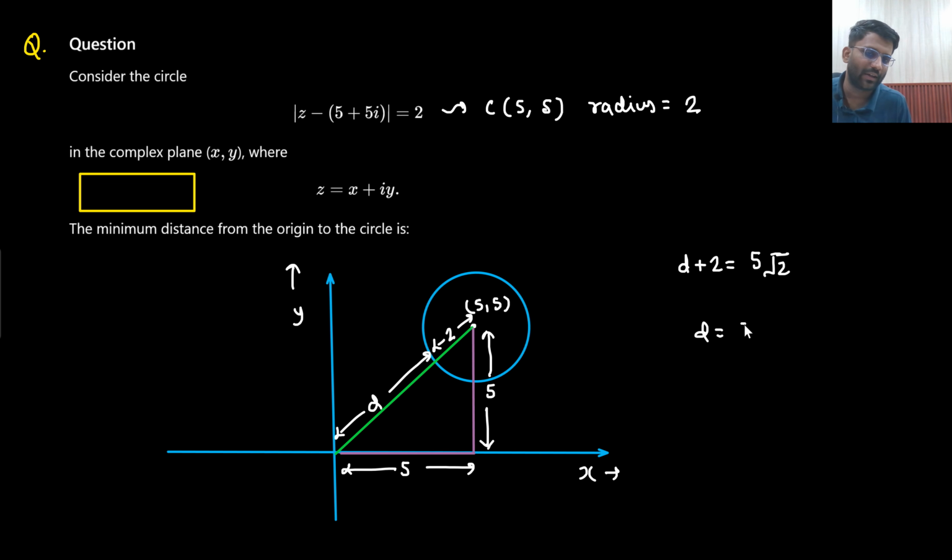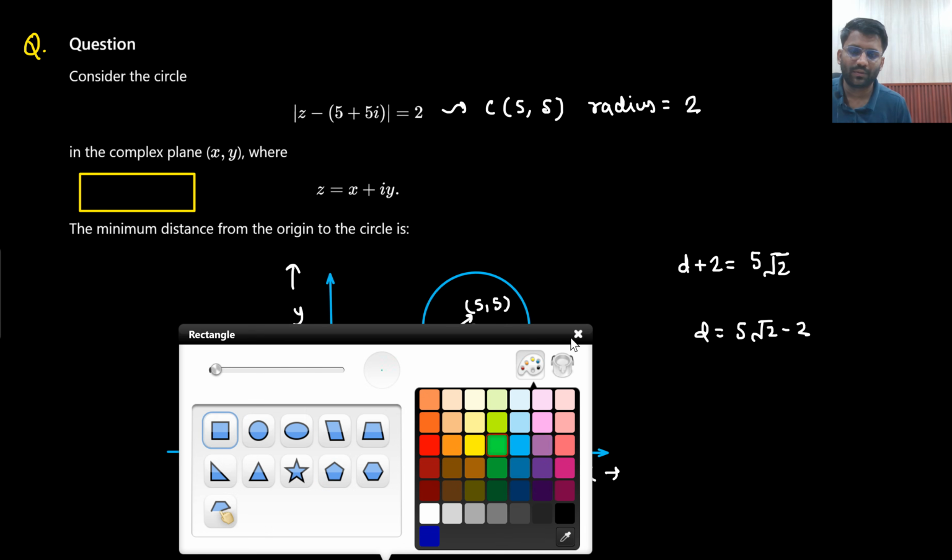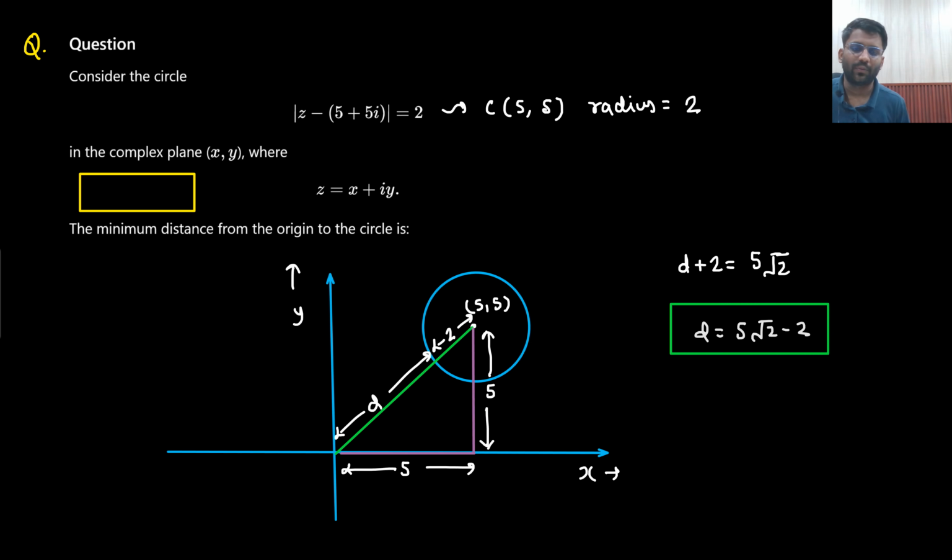So what is the value of D you are getting? 5 under root 2 minus 2. There you go, this is the answer. 5 under root 2 minus 2 is the distance. That's the answer. Understandable? Very easy thing.